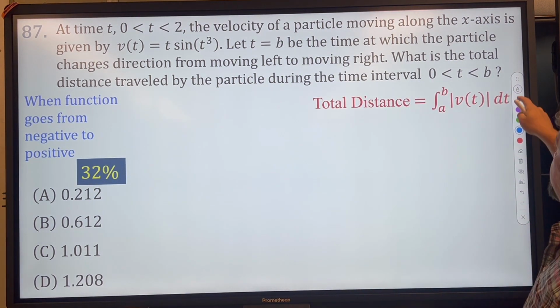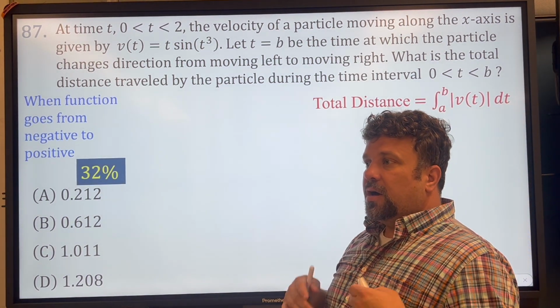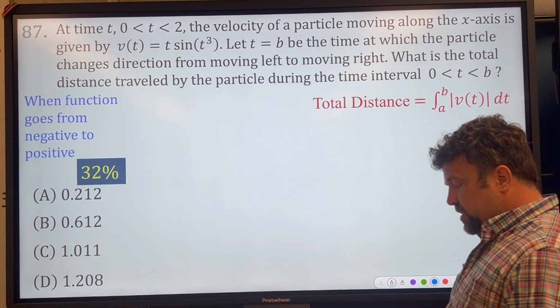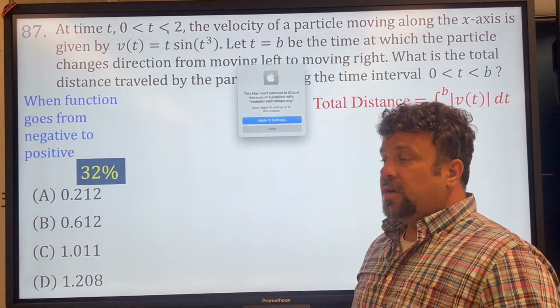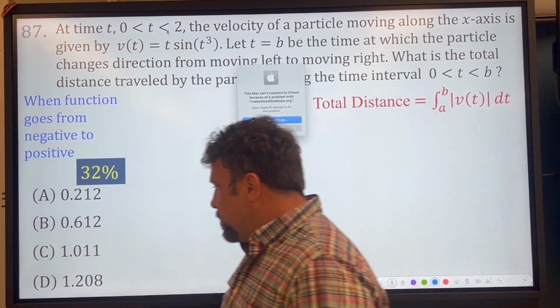Now the total distance of something is when you take the absolute value of its velocity and you integrate it, because the position function is the integral of the velocity function. With total distance, that includes the distance above and below.